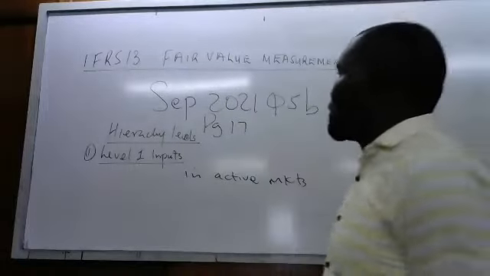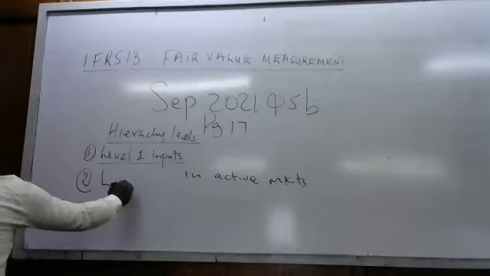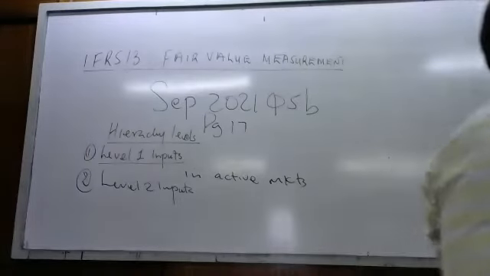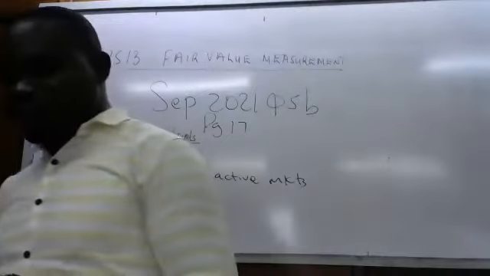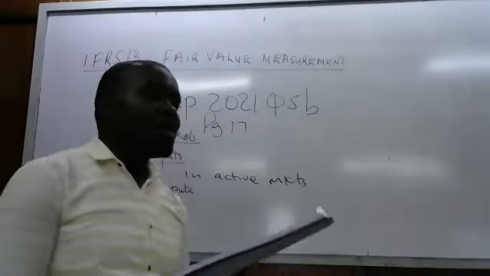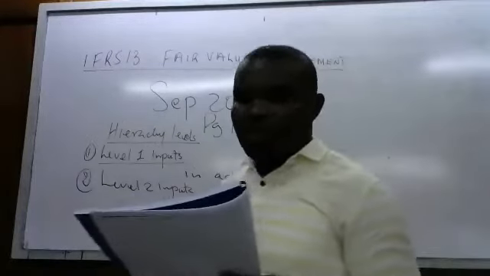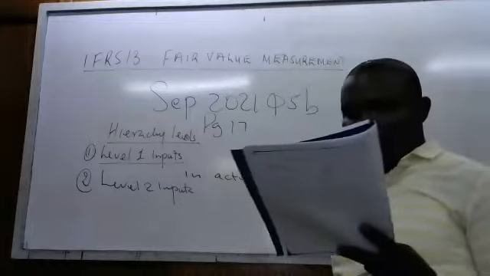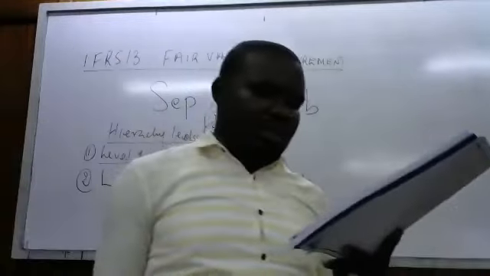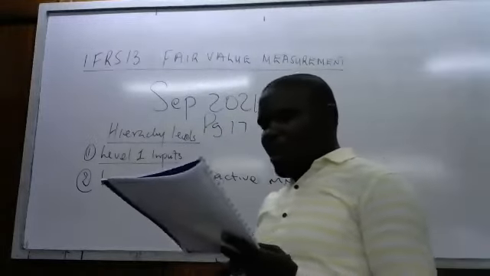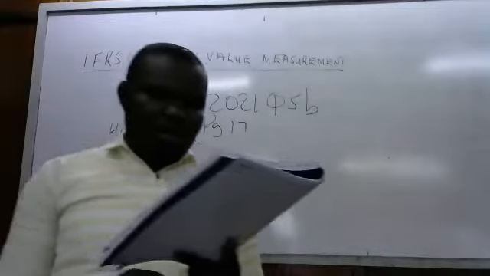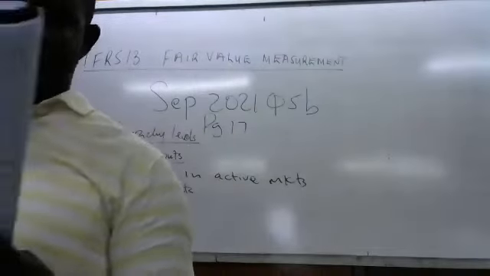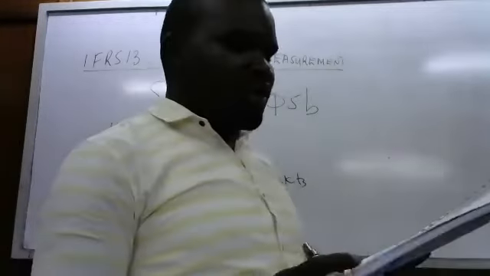Hierarchy level 2. So you say level 2 inputs. You say these are inputs in markets other than quoted market prices that are observable either directly or indirectly.